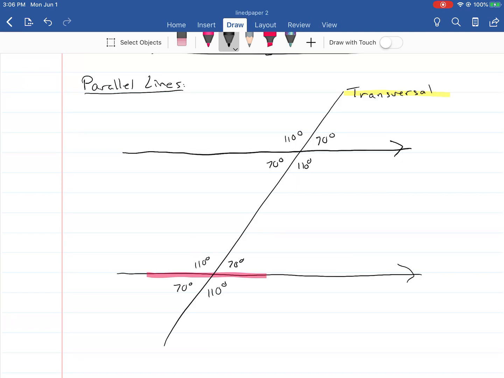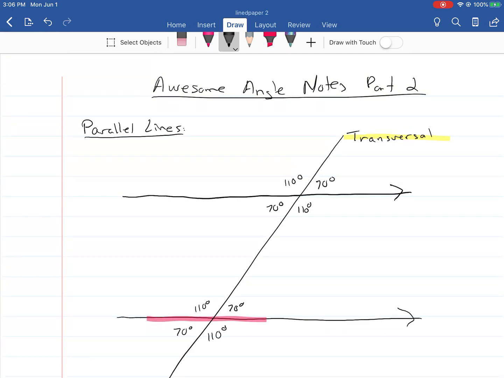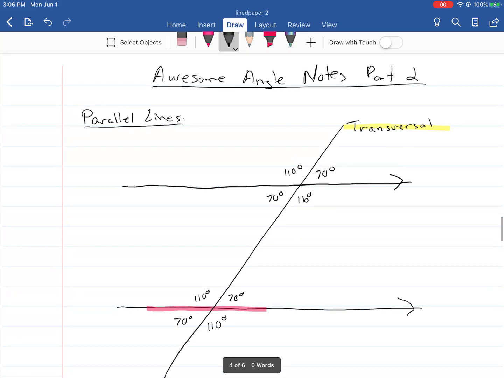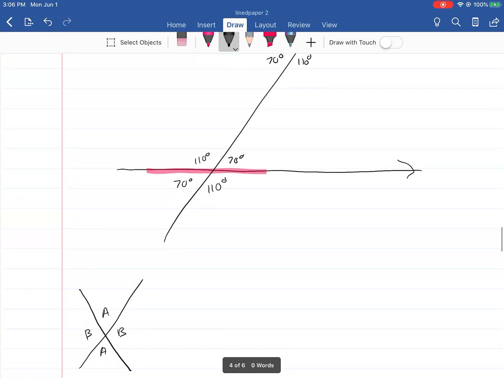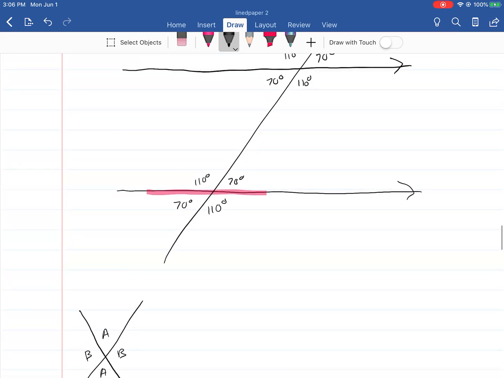So we'll get 110, we'll get 70, we'll get 110, we'll get 70, exact same things all the way around there. So that's what's really nice about parallel lines, is that once you have one angle of the 8, you get them all. You sort of get a payoff there.